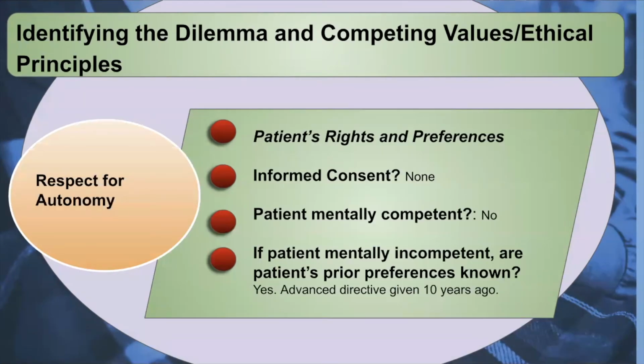Under the respect for autonomy, this involves the patient's rights and preferences. Is there any informed consent? None. Is the patient mentally competent? No. If the patient is mentally incompetent, are the patient's prior preferences known? Yes, because he has an advance directive given 10 years ago.